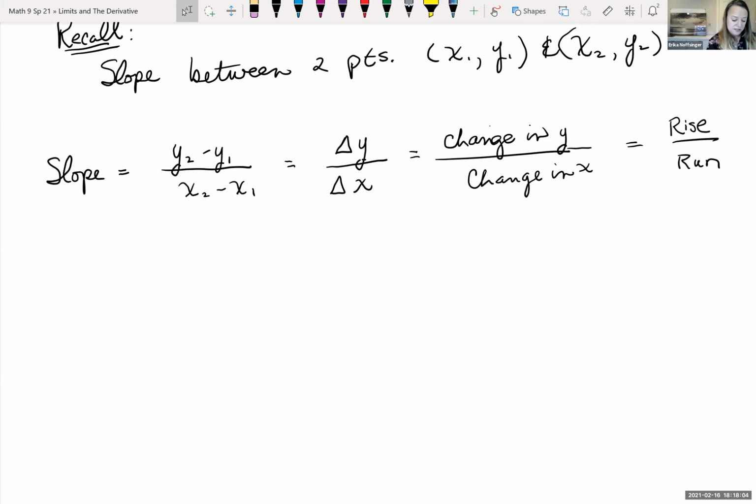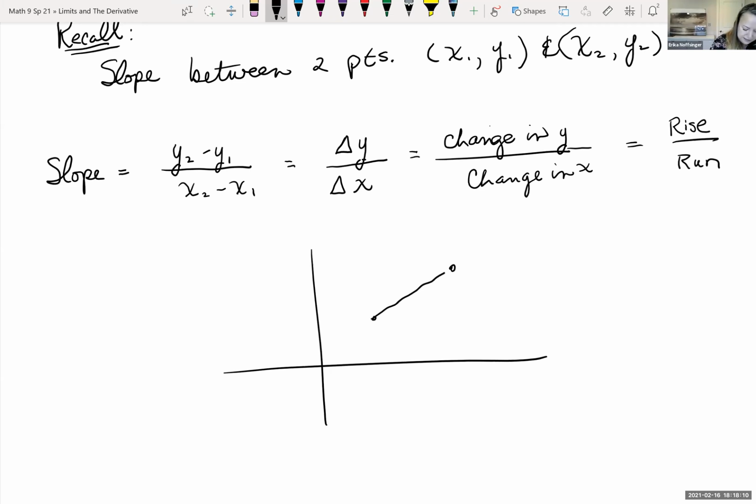Well, this was the slope if you're looking at it between 2 points, the slope of this line, right? This is x sub 1. That would mean this would be my y value, y sub 1. This would be my x sub 2, y sub 2.